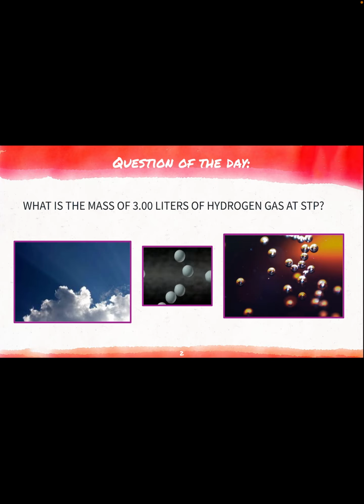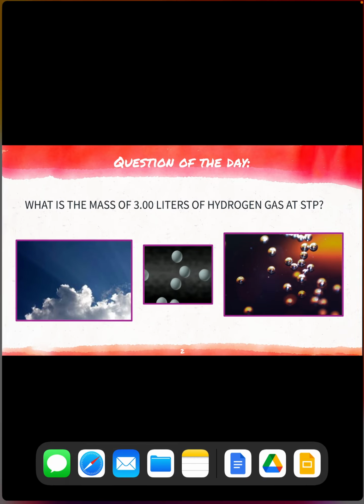So here's your question of the day. It says, what is the mass of 3 liters of hydrogen gas at standard temperature and pressure? Just as a hint, you're going to be using the ideal gas law, which is PV equals nRT. So if you guys will pause this video and try and solve that.